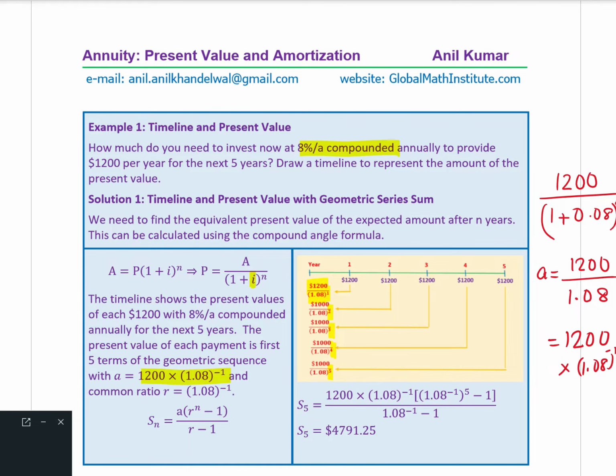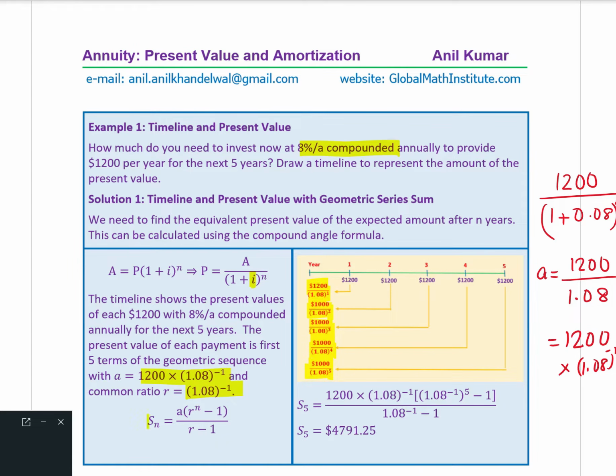So that is the A value. Now every time you are multiplying with R, which is 1.08 to the power of minus 1, that is 1 over 1.08. So to find the sum, that means add them all, correct? These are your first 5 terms of the geometric series.